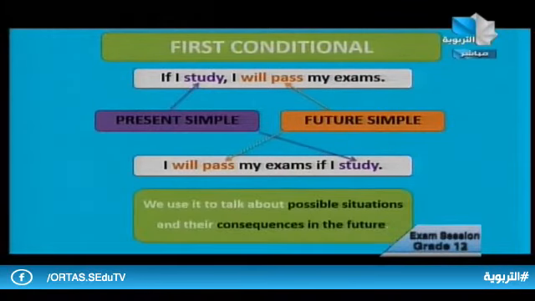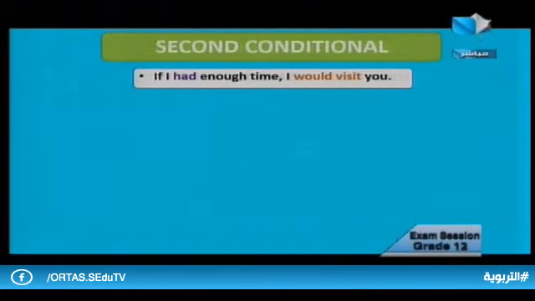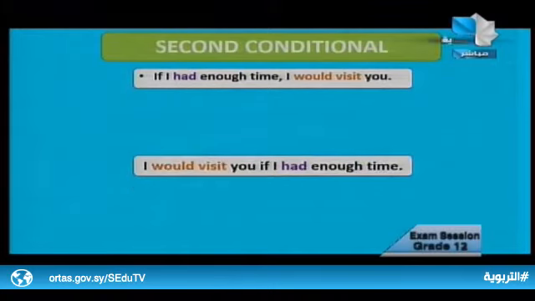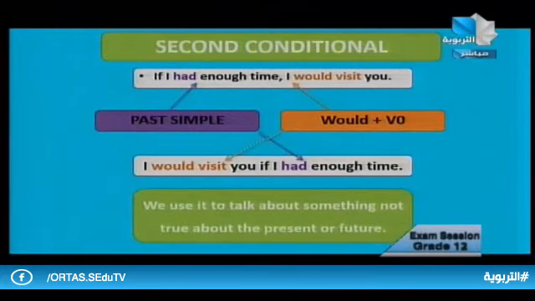The second conditional, for example: if I had enough money, I'd visit you. We use past simple with the if clause and would plus verb 0 in the main clause. We use it to talk about something not true about the present or future, so we say it's unlikely to happen. Actions that are unlikely to happen in the future.